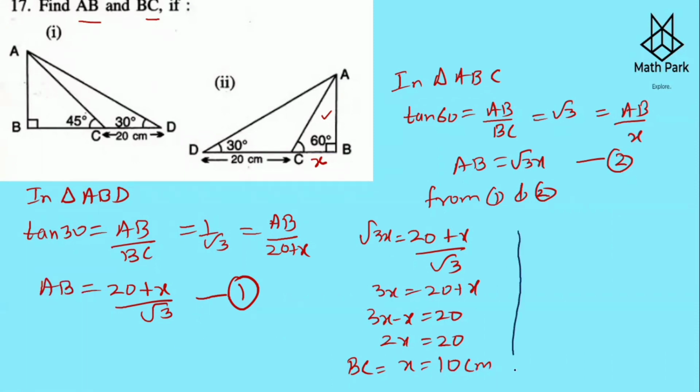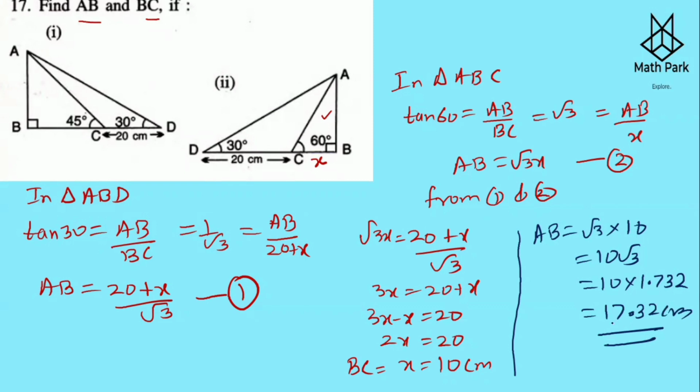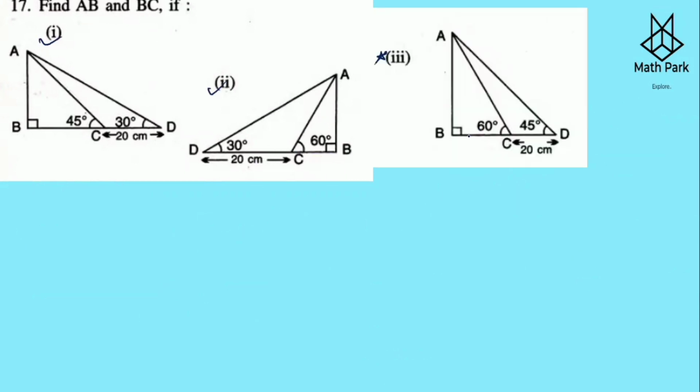So AB is equal to X root 3. So AB is equal to root 3 into X, whose value we have got as 10, which is 10 root 3. The root 3 value is 1.732, multiplying by 10. This becomes 17.32 centimeter. So this is how we got AB as 17.32 centimeter and BC as 10 centimeter. So in the third one, again like the second one, we'll get two values of AB. So let us take the BC to be X.